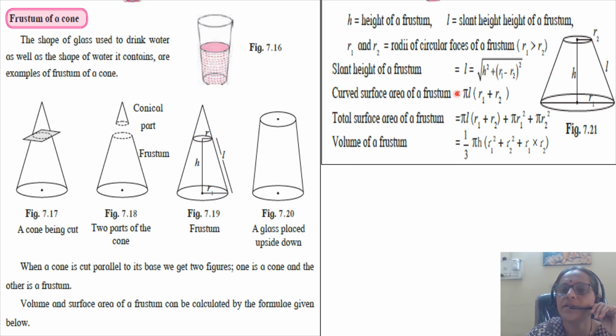Slant height is given by the formula root of h square plus (R1 minus R2) whole square. Curved surface area of frustum is pi L into (R1 plus R2). Total surface area of frustum is pi L (R1 plus R2) plus pi R1 square plus pi R2 square. That is curved surface area plus area of top plus area of bottom. Volume of frustum is 1/3 pi h into (R1 square plus R2 square plus R1 into R2). So you have to use these things in the problems.